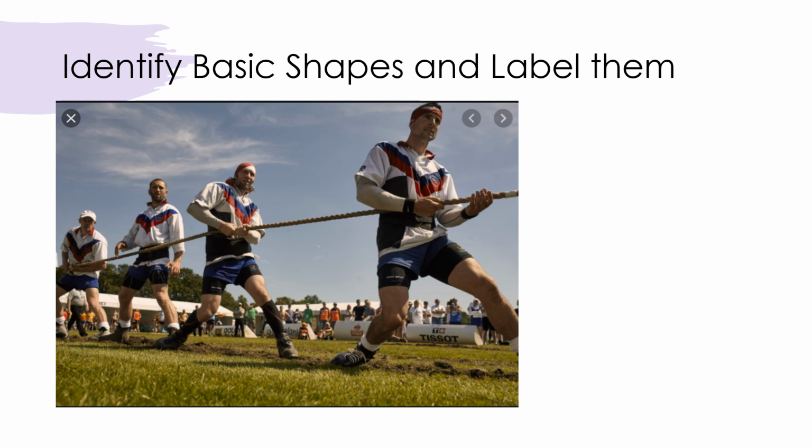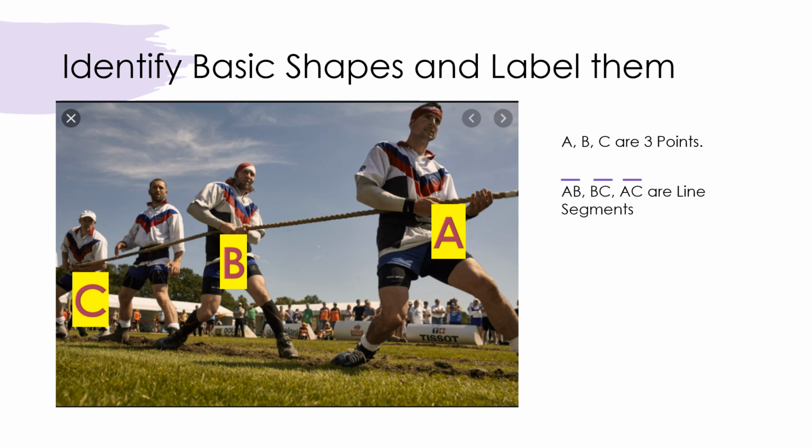How can I find basic shapes in this picture? What I am saying is the points where the men are holding onto the rope are actually points. So I have got 3 points in here. And I am saying that the rope is like a line, and where the line is between 2 points, we call it a line segment. So AB, BC and AC, these are all line segments. So I have found basic shapes in everyday life around us.